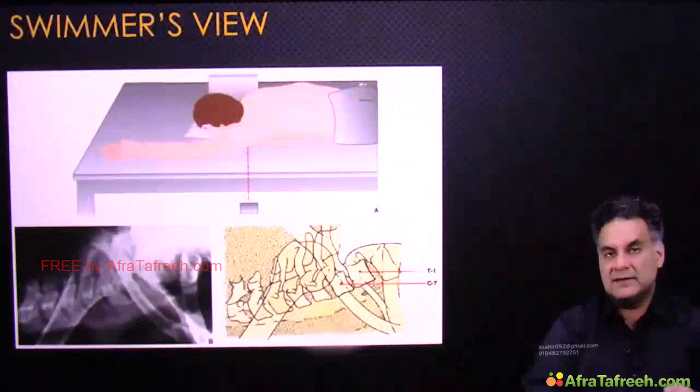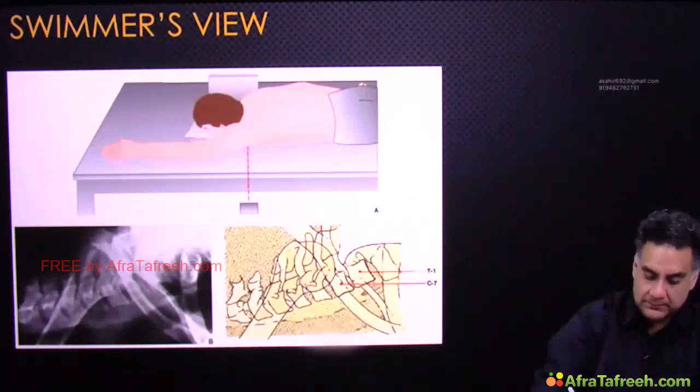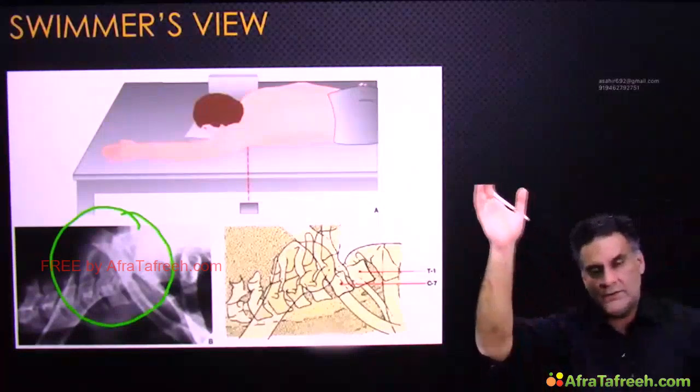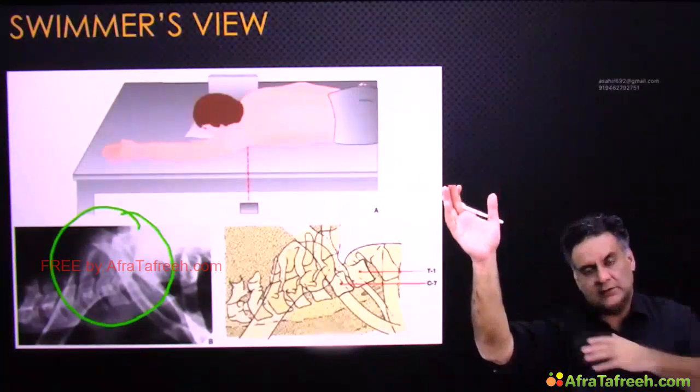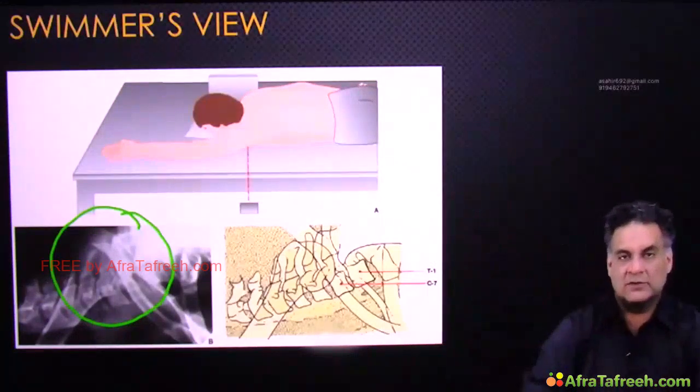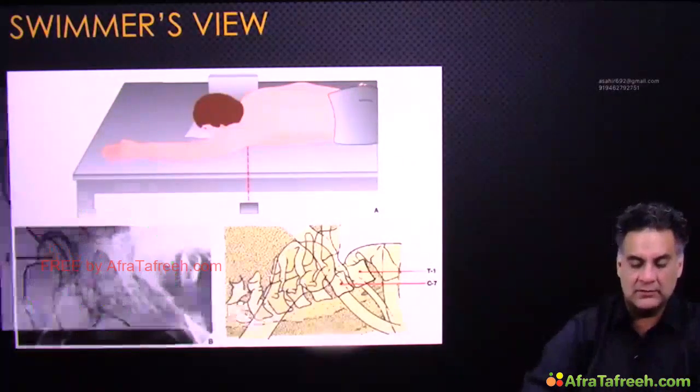When you have the cervicothoracic junction, it is the head which overlaps it. So what you do, you position yourself like a swimmer so that the head of humerus goes away. You can take a beam to the cervicothoracic junction, called the swimmer's view.